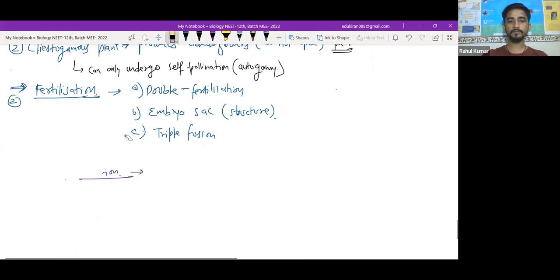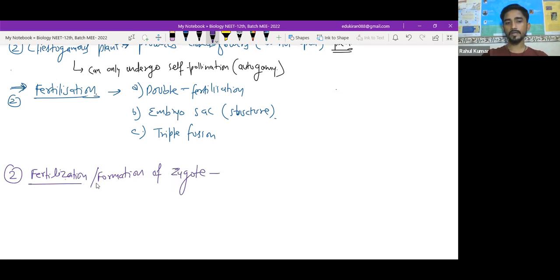Write down. Do not write double fertilization. Write down first the second stage, fertilization and formation of zygote. So you understand that now when the pollen has landed on the stigma, it is going to do what it is made to do, right? It has to go to the egg cell and fertilize.